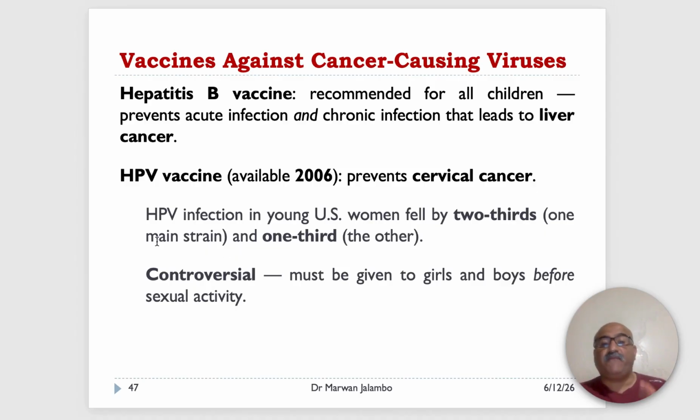But it's controversial because to work it must be given to girls and boys before they become sexually active, which makes some parents uncomfortable. That's a place where science and social values collide. Now, to the third mutation cause, and the most contentious one in all of public health: the environmental chemicals.